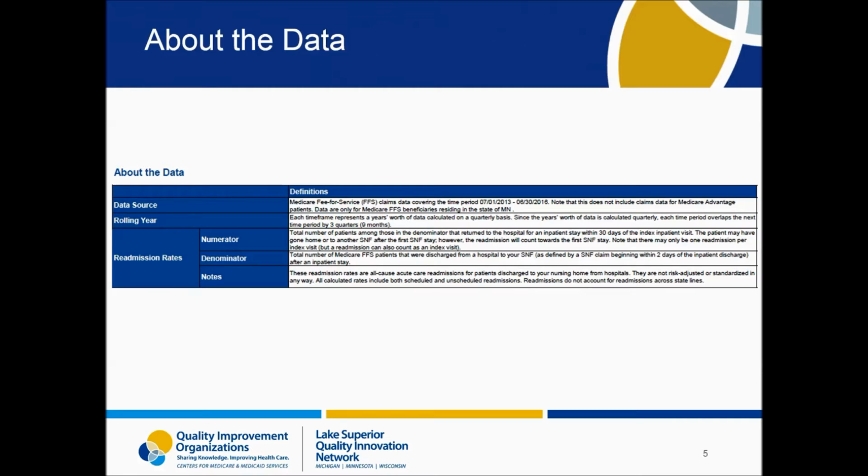And finally, please note that these readmission rates are all-cause. They are not risk-adjusted, and they include both scheduled and unscheduled readmissions. They also do not account for readmissions across state lines.